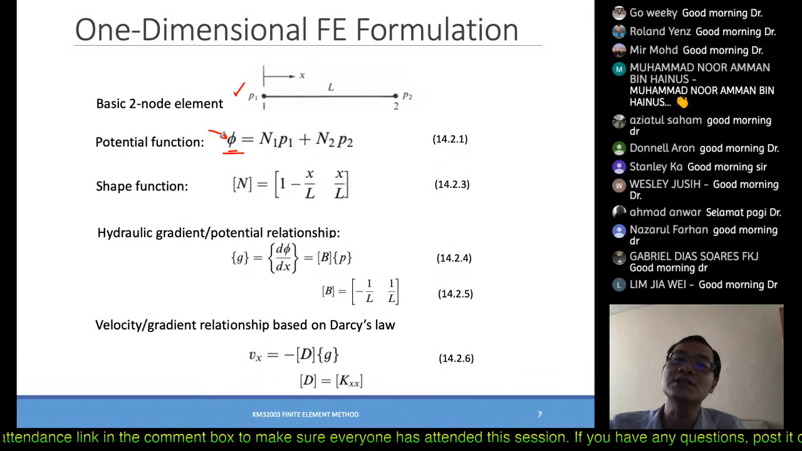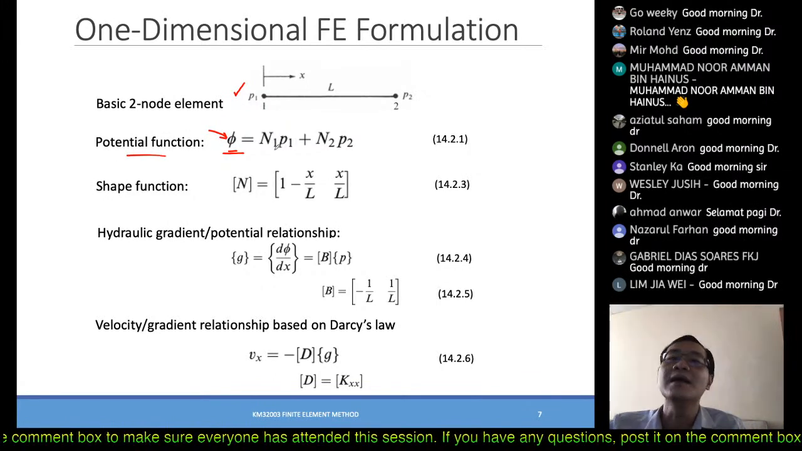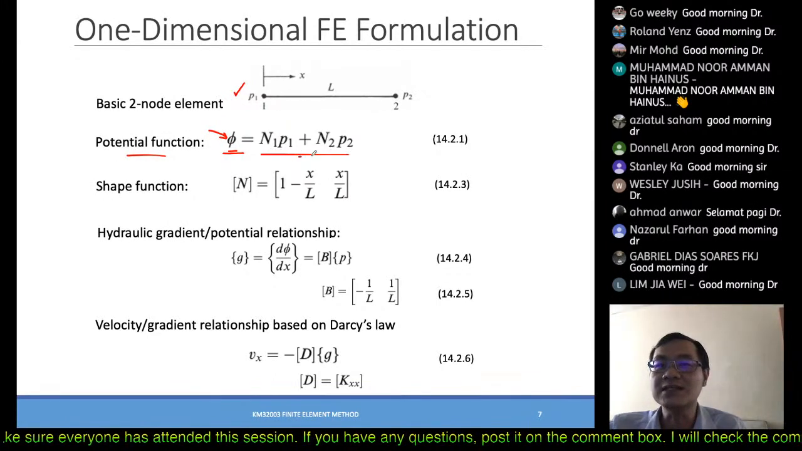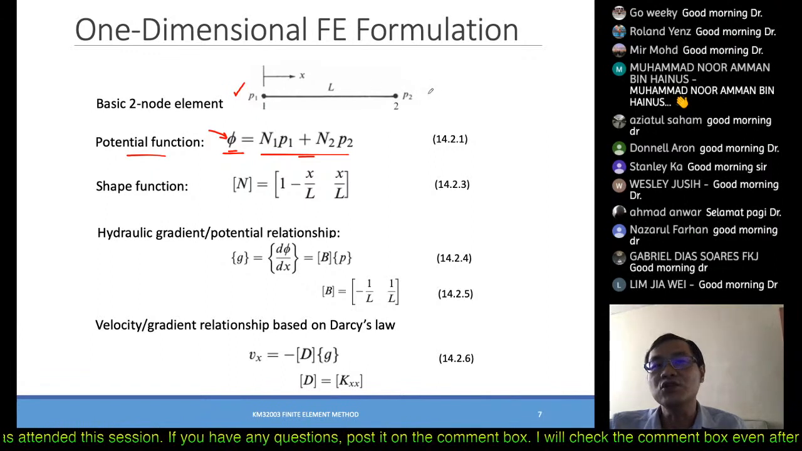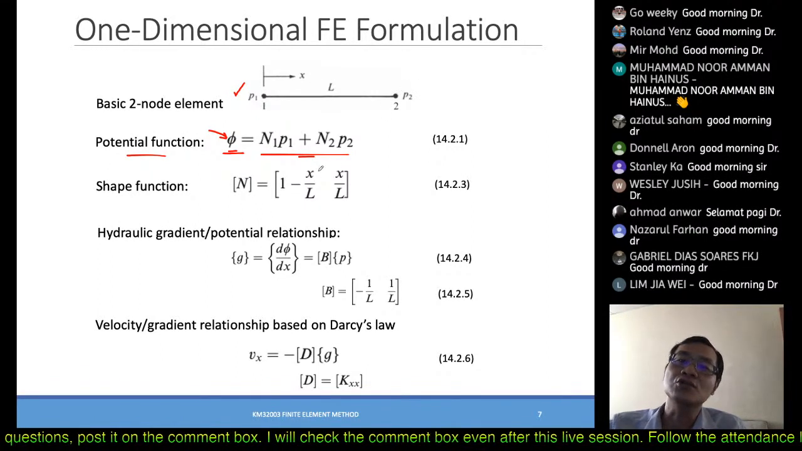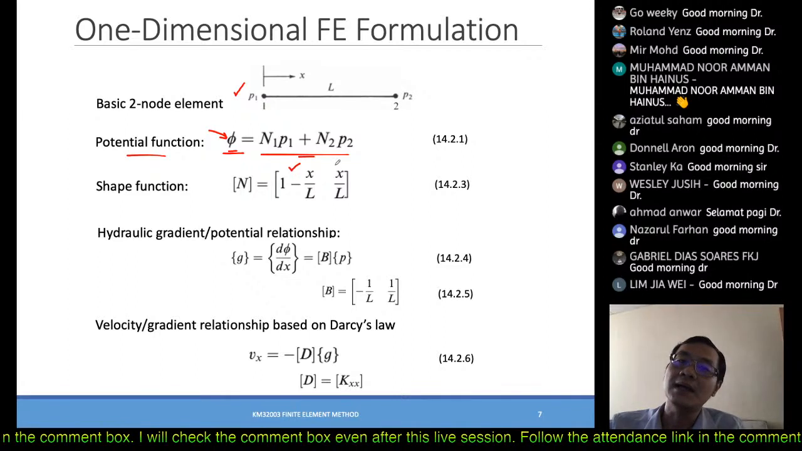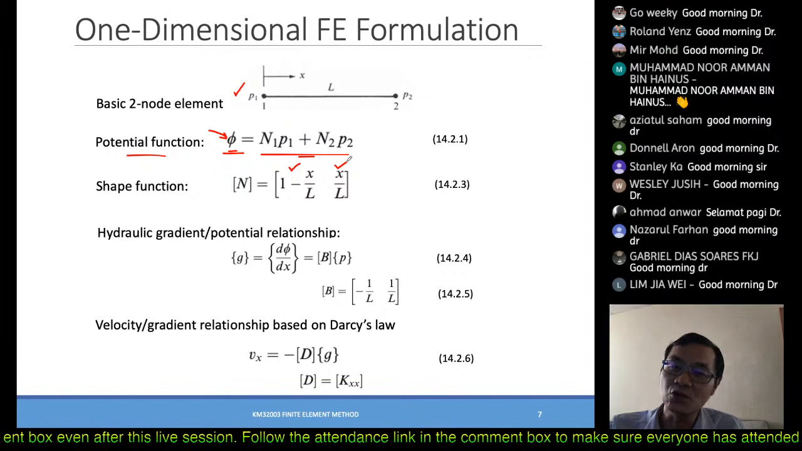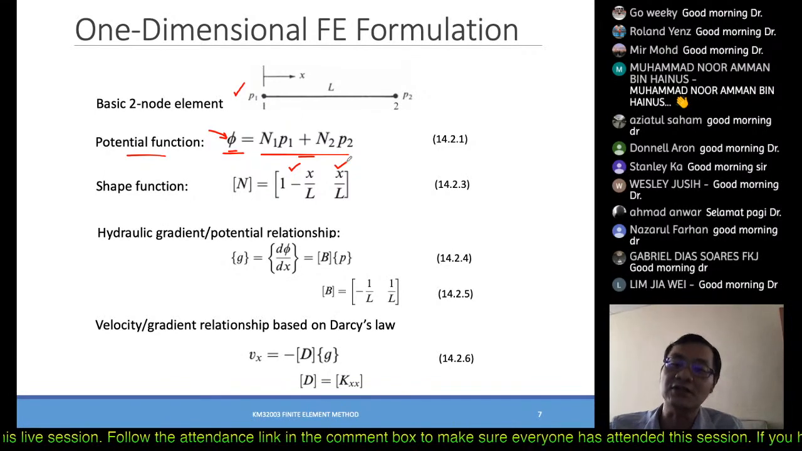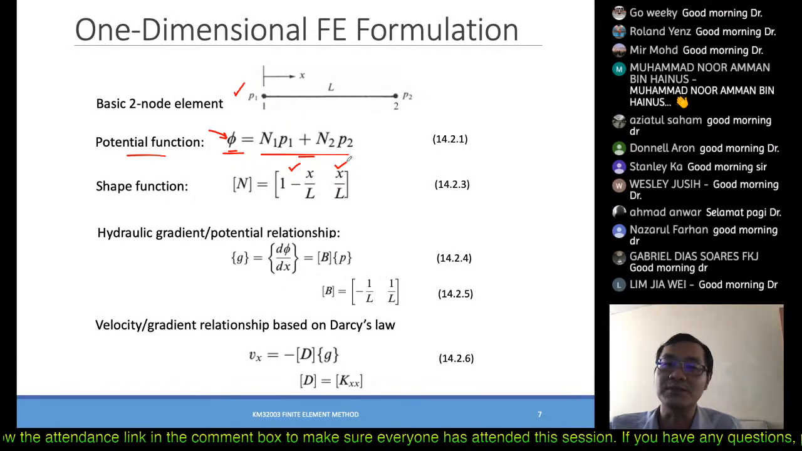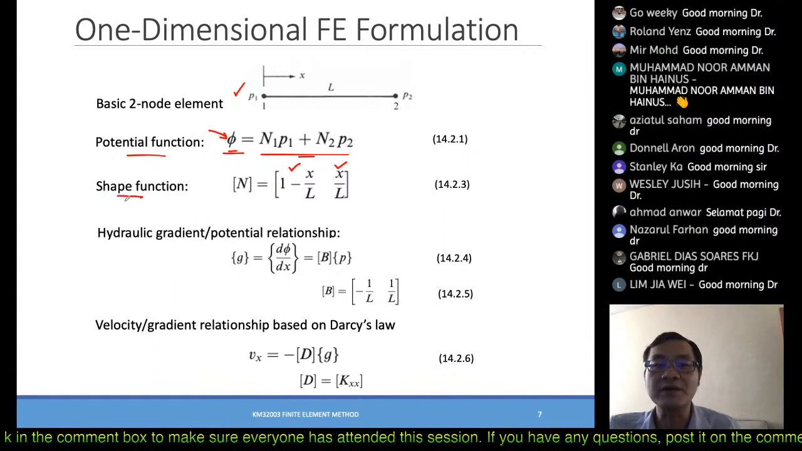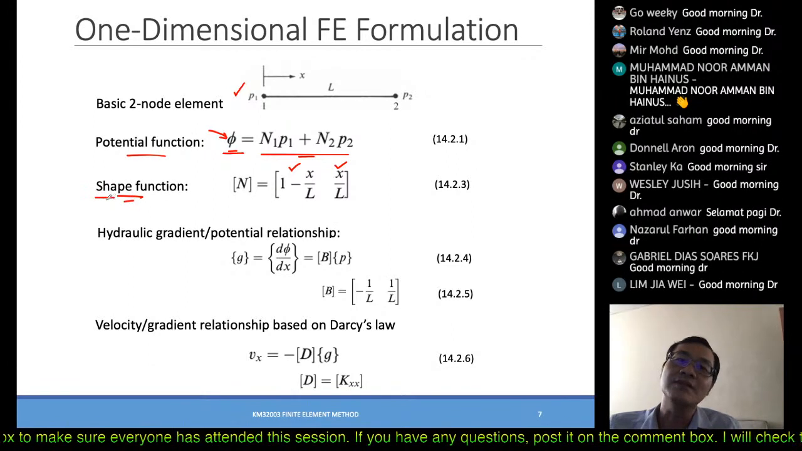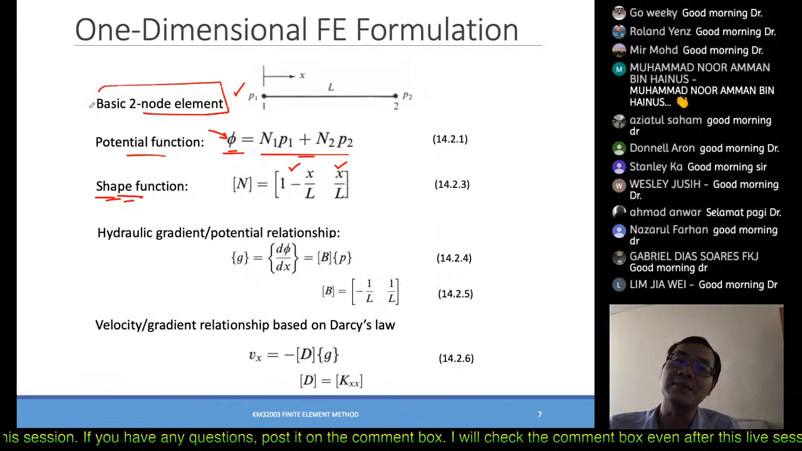So for the fluid we will select the potential functions, and since we are using a two-node element, we can just apply the same shape functions, okay. The equations will be exactly the same when you derive it, same as the previous ones. That's why the shape function is very important. It represents the functions of this particular shape of this element, right?